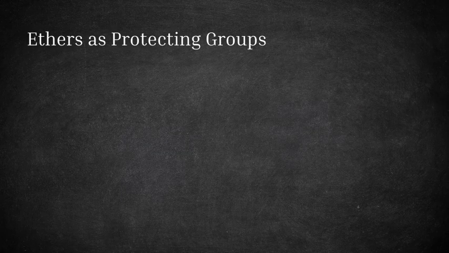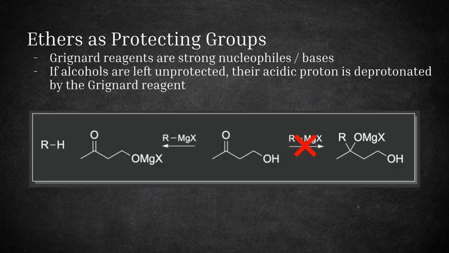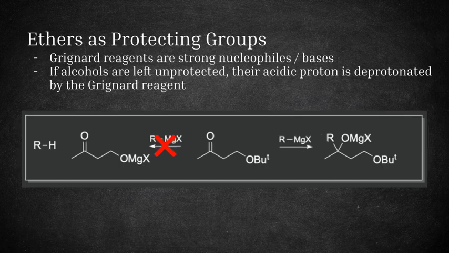We can leverage the property of ethers as protecting groups for alcohols in Grignard reactions. Recall that Grignard reagents are strong nucleophiles and also very strong bases. If alcohols are left unprotected, their acidic protons are rapidly deprotonated by the Grignard reagent, preventing the desired nucleophilic attack on the electrophile. By converting the alcohol into an ether, we effectively protect the alcohol, allowing the Grignard reagent to react selectively with the intended electrophile.